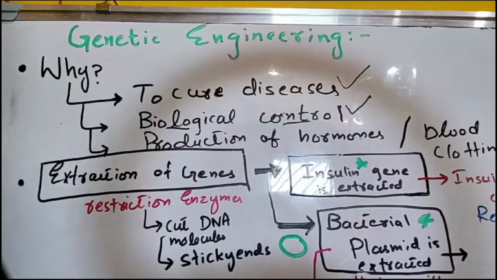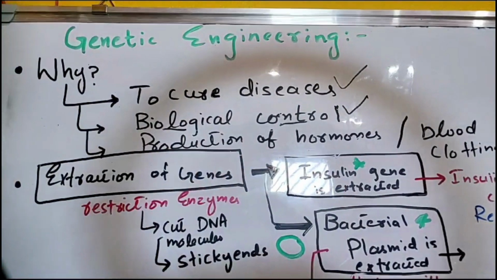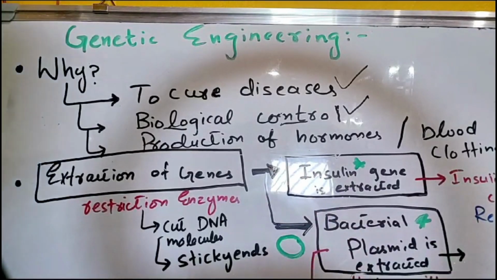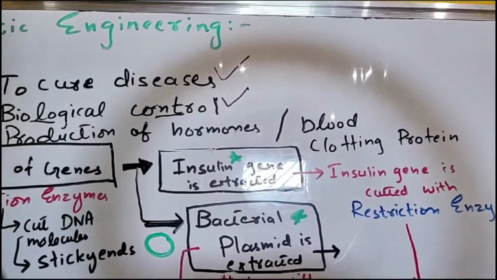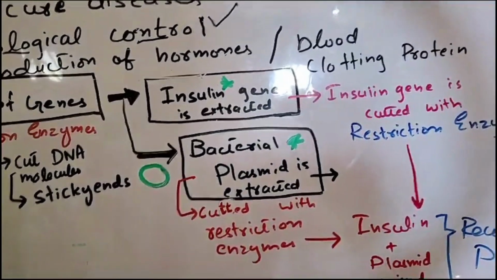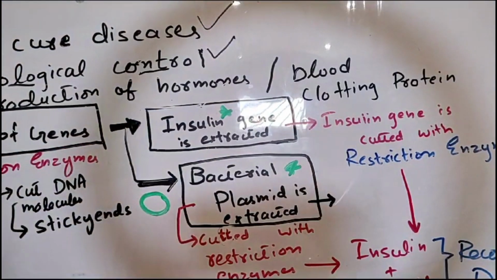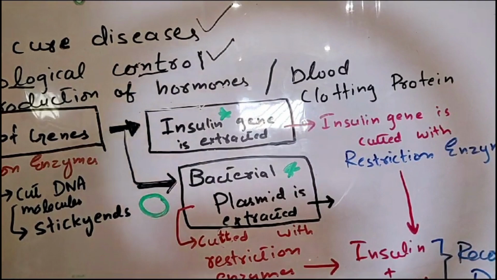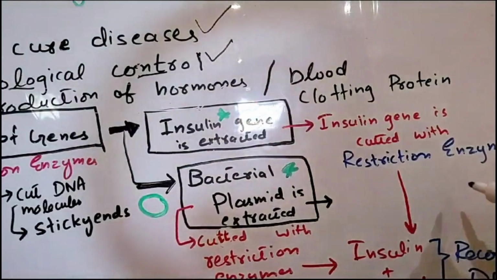So the insulin gene is extracted the way I told you, and the bacterial plasmid is extracted with the help of restriction enzyme. The insulin gene is also extracted with the restriction enzyme. Both of the genes are extracted with the help of restriction enzymes. What do the restriction enzymes do? They cut the DNA, they cut the genes, and they produce the sticky ends.